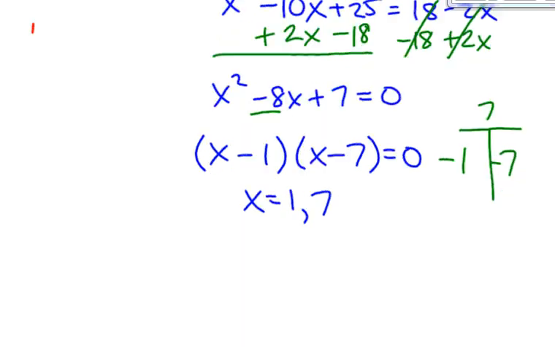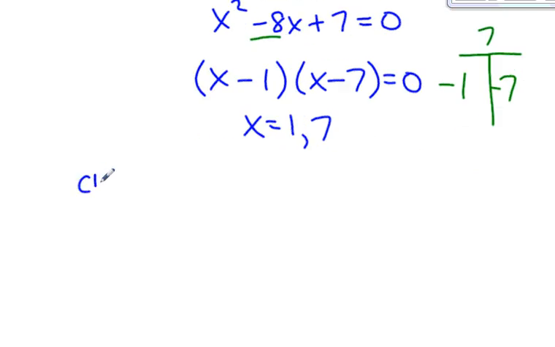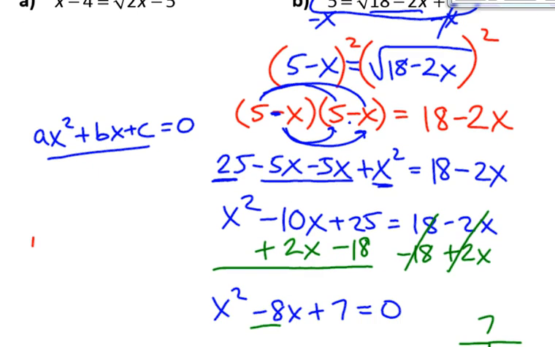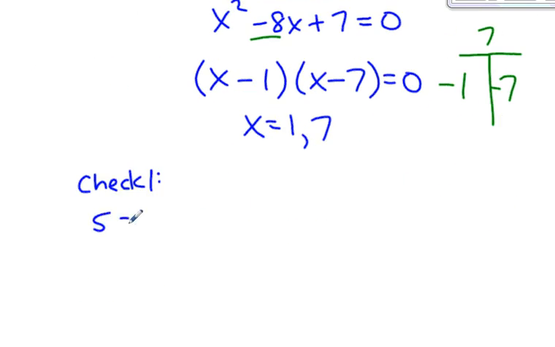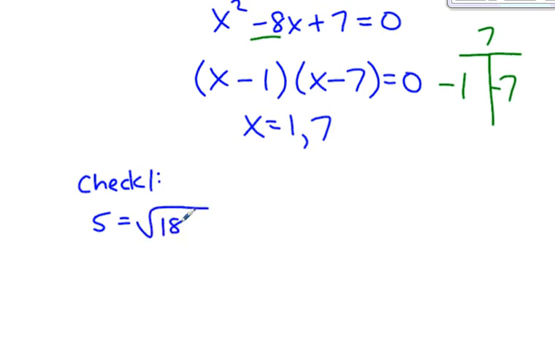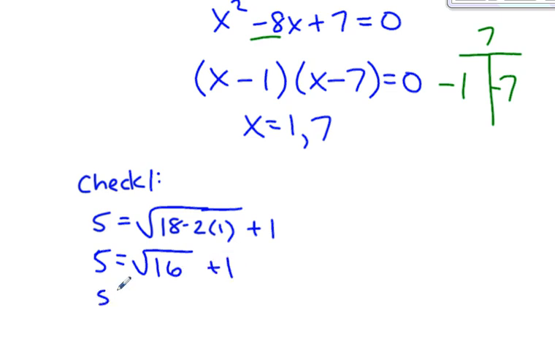But remember, we have to check. So let's check x equals 1. So again, I'm going to go back to the very beginning, what was typed, and plug in 1 and see if we get an answer. So we have 5 equals the square root of 18 minus 2 times 1, and then plus 1. So we have 5 equals the square root of 18 minus 2 is 16 plus 1, and 16 is 4 plus 1, so that checks out.